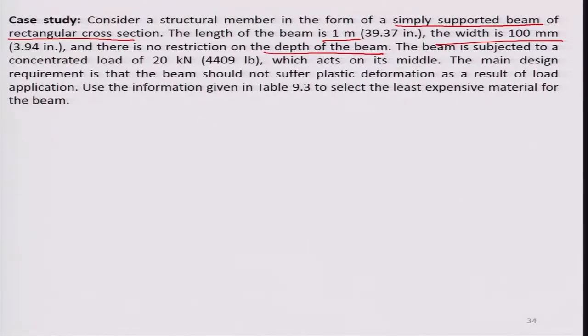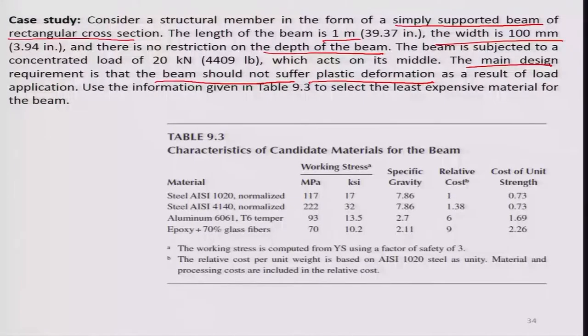The main design requirement is that the beam should not suffer plastic deformation as a result of load application. So, what is the requirement? The beam should not suffer plastic deformation, that is the constraint, the depth is the free variable, and other parameters are given. Okay. On the basis of that, they have this table, they have calculated and found that there are 4 materials which can fulfill this criterion as candidate materials for the beam. Here the working stress is 117 megapascal for AISI 1020 and 222 megapascal for AISI 4140, and they have already considered a factor of safety of 3. Okay. And the specific gravities of these materials are 7.86, 2.7, 2.11.